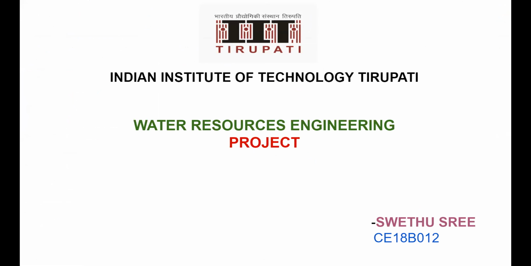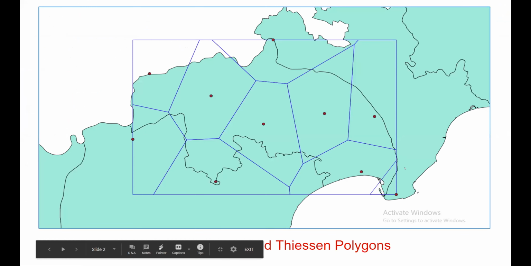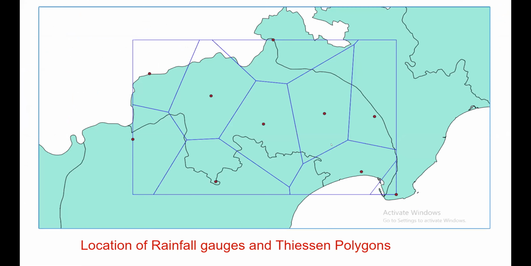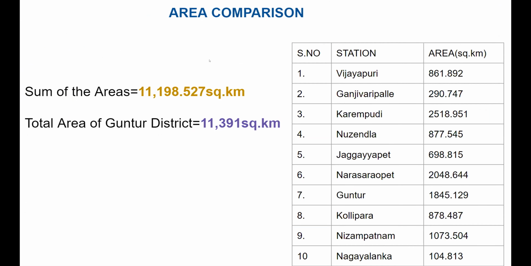For the estimation of average annual rainfall, I took Guntur district. These are the locations of the rainfall gauges that I have picked, and these are the corresponding Thiessen polygons. Next, coming to the area comparison, these are the stations that I have taken. The sum of the areas that I obtained is 11,198 square kilometers, and the actual total area of Guntur district is 11,391 square kilometers.